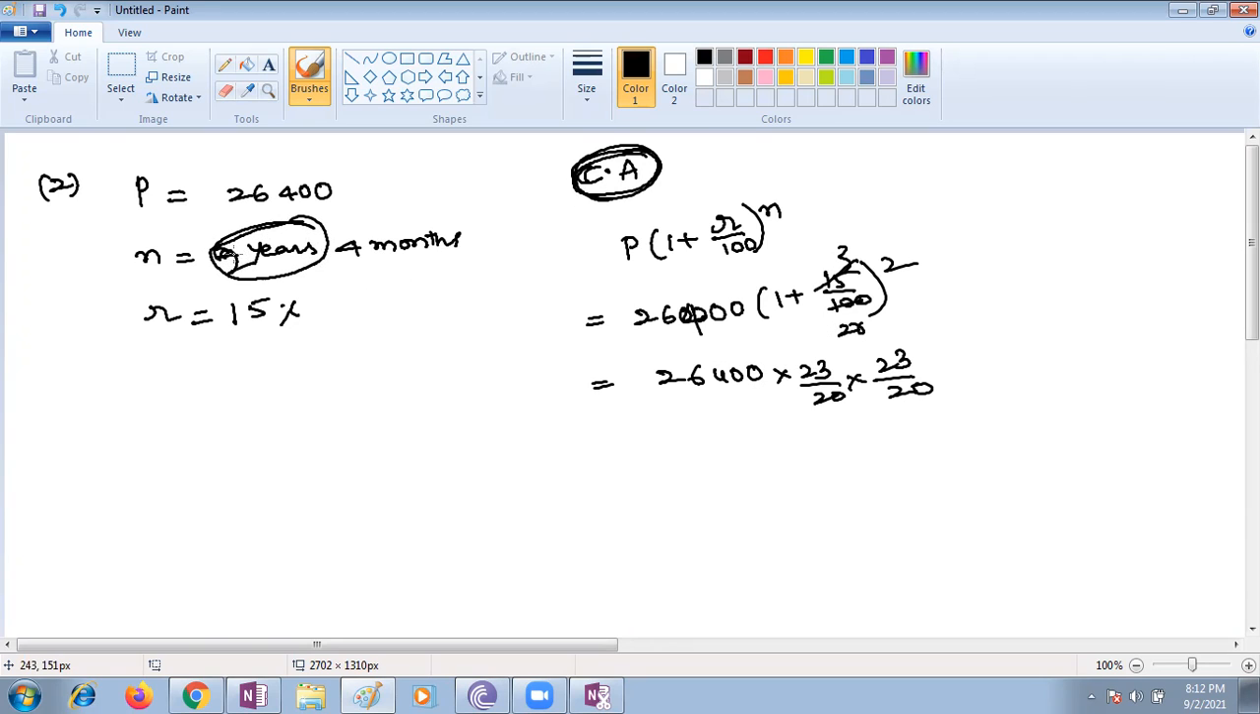Okay, so shouldn't we take 2.4? Don't take 2.4. 4 months means you want to convert into years. 4 by 12 you are supposed to do, right? Yes, ma'am. So 4 months in a year means what part, what fraction of 1? Ma'am, 1/3. 1/3, right, Bhavya?